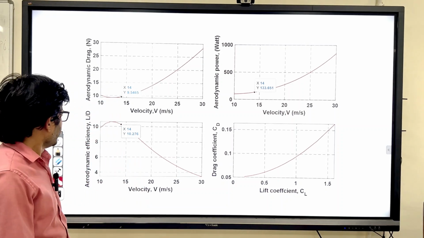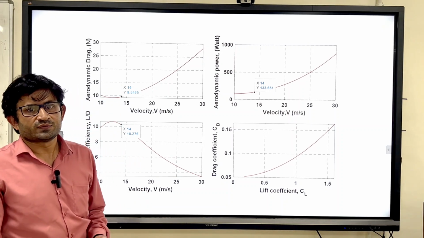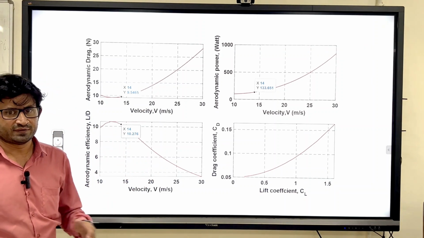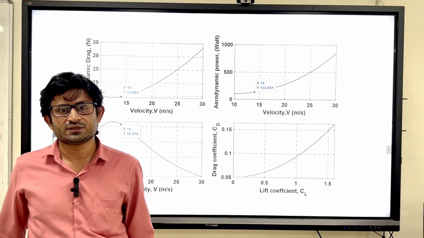And now we can see that in the early class we had taken L by D as 10, right? So now here L by D is 21.27. It is making sense, right? Why I had taken L by D as 10.